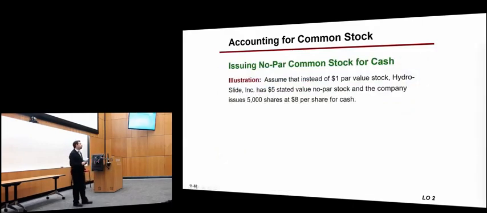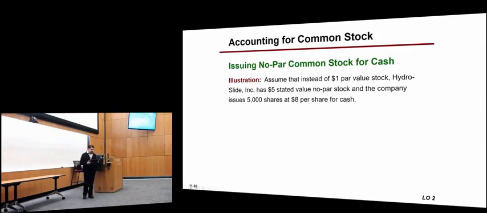Now, if the company is issuing no par common stock, but the common stock has a stated value, the stated value is actually treated in the same way as par value. The difference will be in the word. You replace par value by stated value. So you would have paid-in capital in excess of stated value. For example, assume that instead of $1 par value stock, Hydro issues stock with a $5 stated value. It has no par value. It has a stated value of $5.